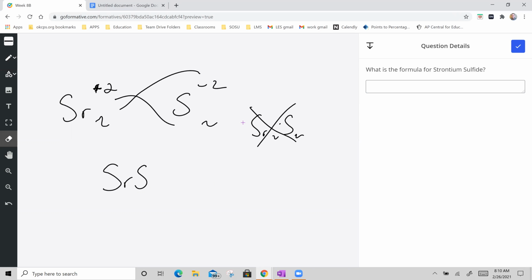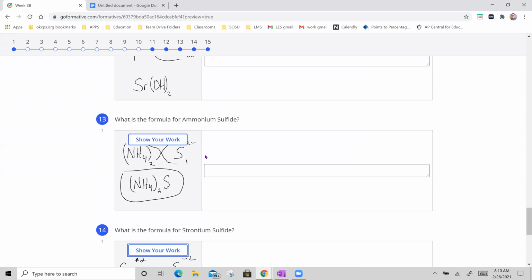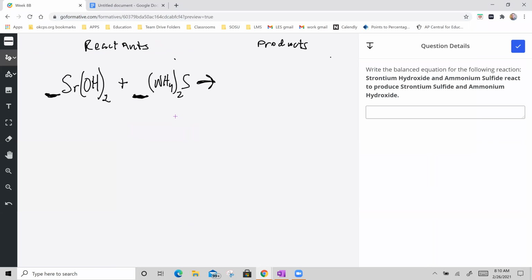So if they already equal 0, leave it alone and write one of each. And so that's the formula for strontium sulfide. So we're going to write that in. And we have a little space for our coefficient, and then we write SrS. And then it says to produce strontium sulfide and when we see the word and, we are using the plus sign.